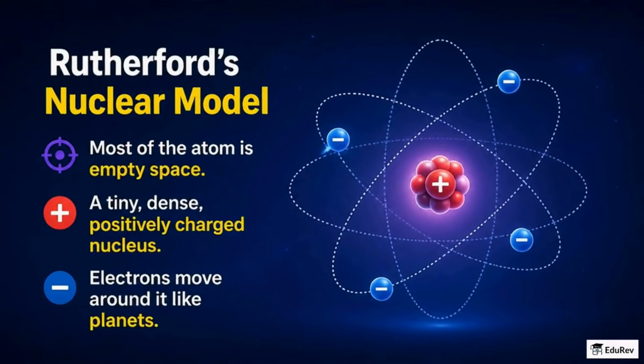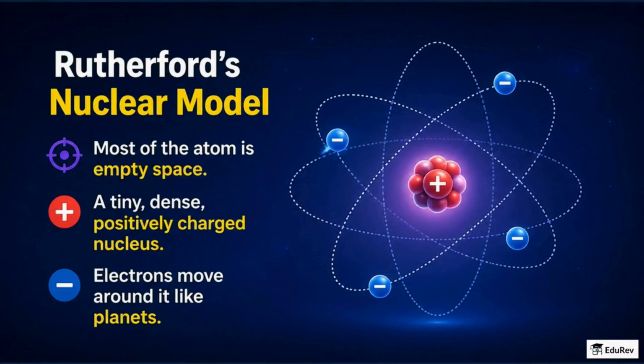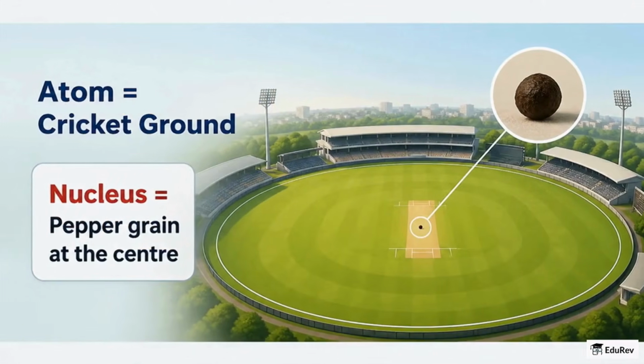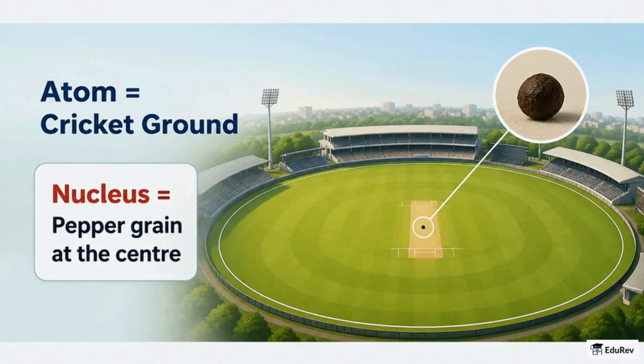Rutherford proposed the nuclear model. Most of the atom is empty space, with a dense positively charged nucleus and electrons around it like planets. If the atom were the size of a cricket ground, the nucleus would be just a tiny pepper grain at the center.